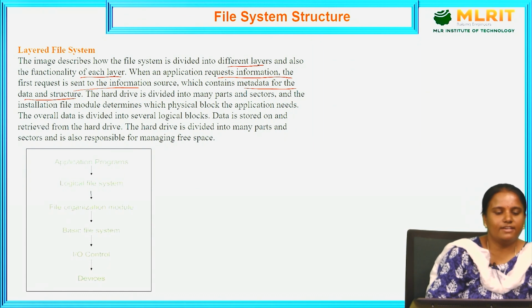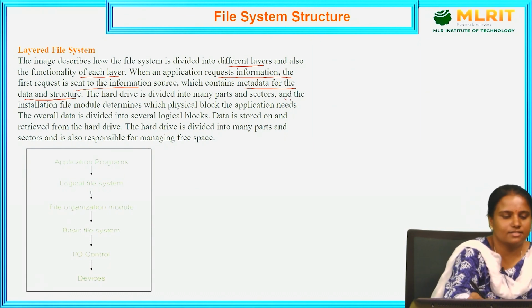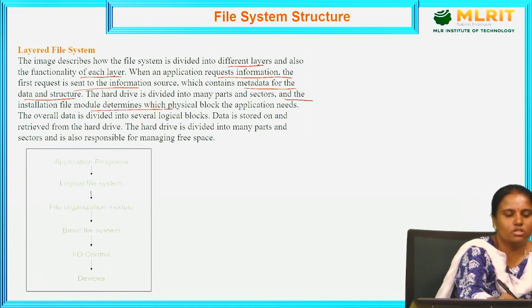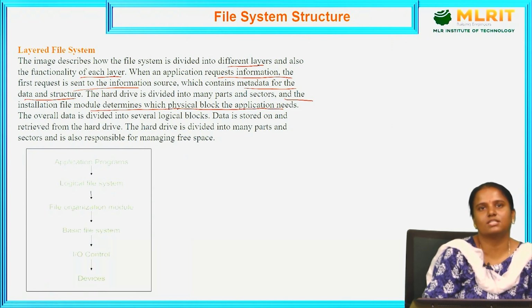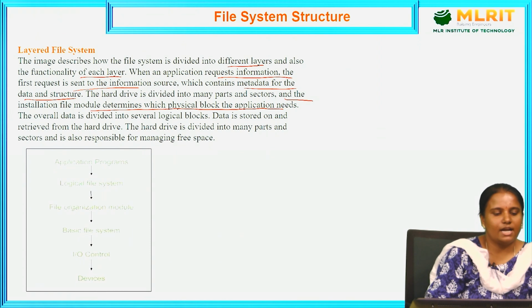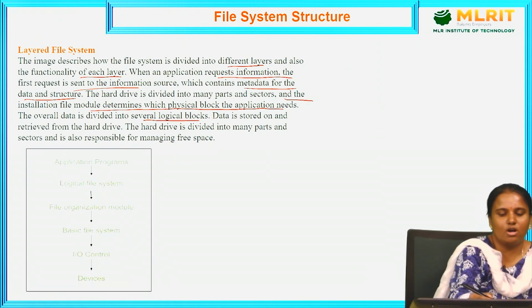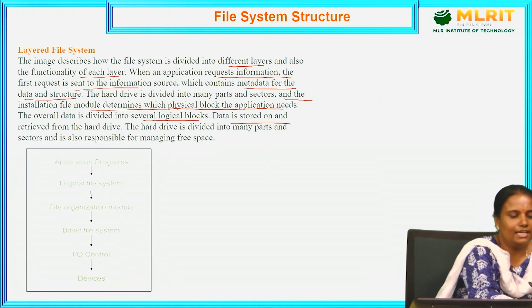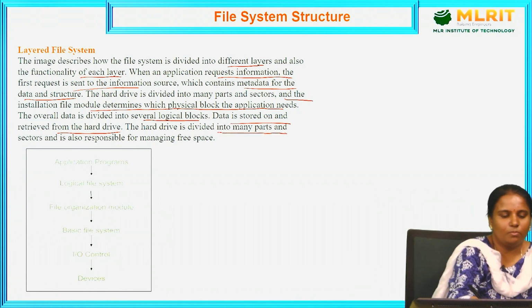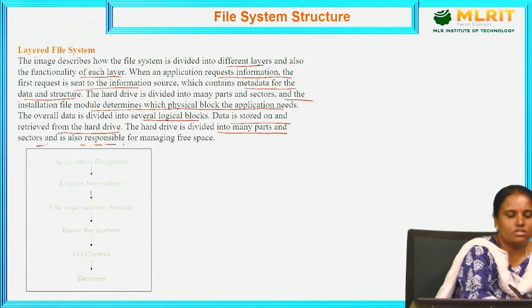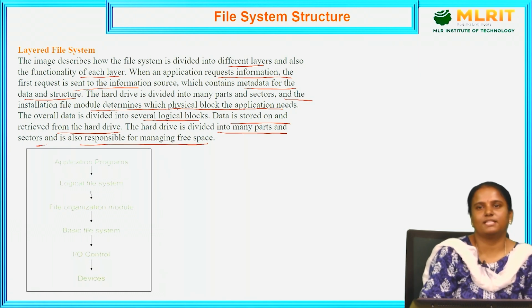The hard drive is divided into many parts and sectors, and the first module determines which physical blocks the application needs. The overall data is divided into several logical blocks. Data is stored on and retrieved from the hard drive. It is also responsible for managing free space, which means removing the unwanted files and getting free space for free space management.